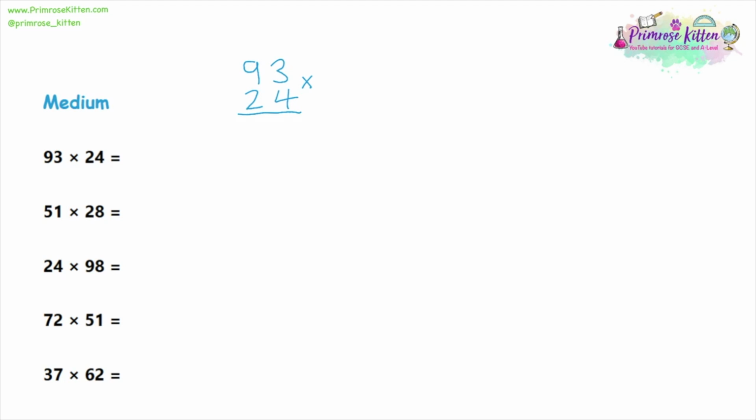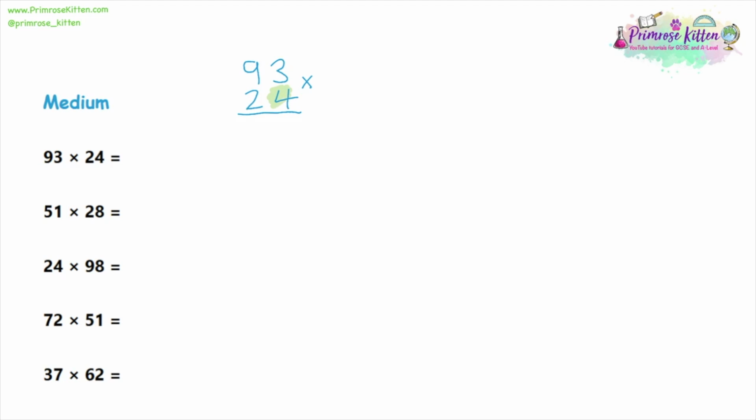The first thing we need to do is, when we multiply by 24, we're not going to multiply 3 by 24 and 9 by 24. We're going to break it down to smaller bits, and we're just going to multiply by 4 on its own first, and then multiply by the 20 later on.